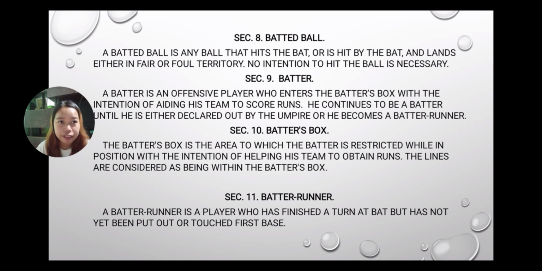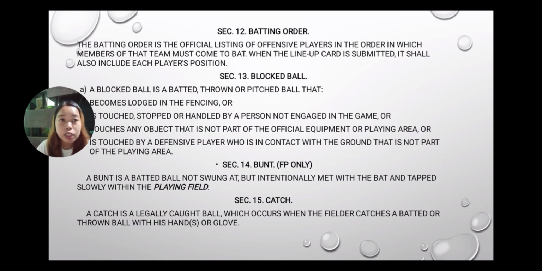Section number 11, the batter runner. A batter runner is a player who has finished a turn at bat but has not yet been put out or touched first base. Section number 12, batting order. The batting order is the official listing of offensive players in the order in which members of the team must come to bat. When the line-up card is submitted, it should also include each player's position.